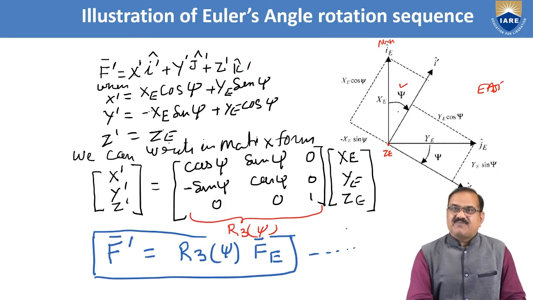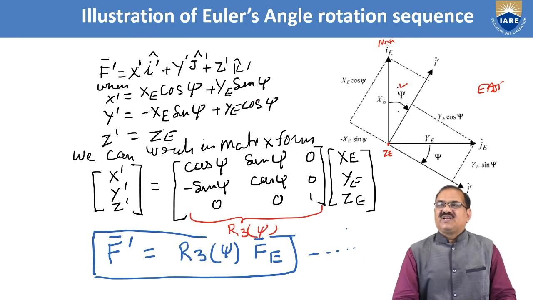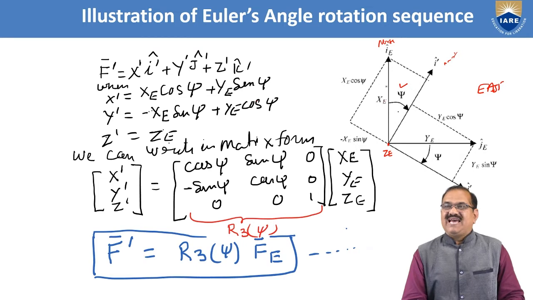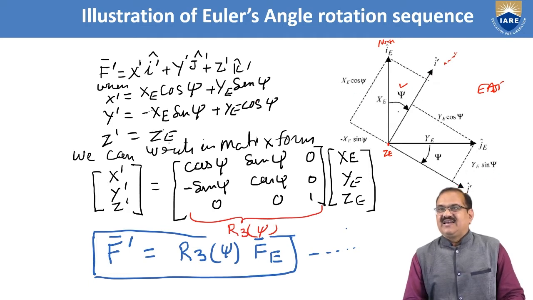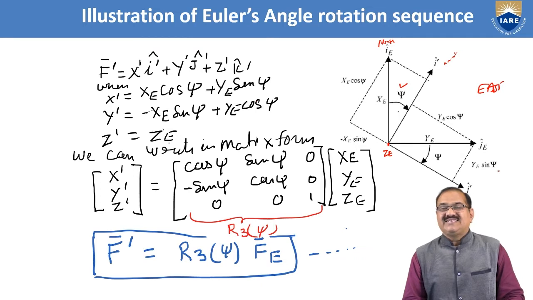So where X prime is what? X prime means in X direction. So this will be cos psi in this direction. If you see, what will be the force? It will be XE cos psi. Okay, this will be XE here. So in this direction, it is XE cos psi plus, in the same direction, YE sin psi. It is in the X direction.